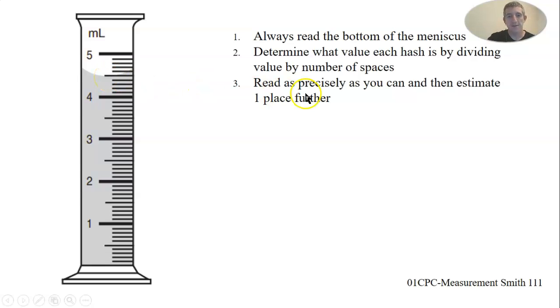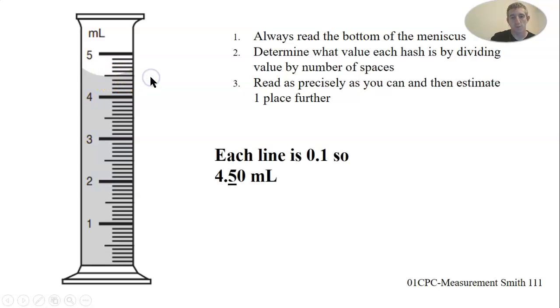And then beyond that, step 3, you can actually go one place further. Because that meniscus is on that line, you can go one place further. So in this case, 4.50. There we can maybe think 4.49, 4.51. There's some estimation in that last digit. But the 4 is established by the big bold line, the 5 is established by the relatively thin line, and the 0 is an estimate.